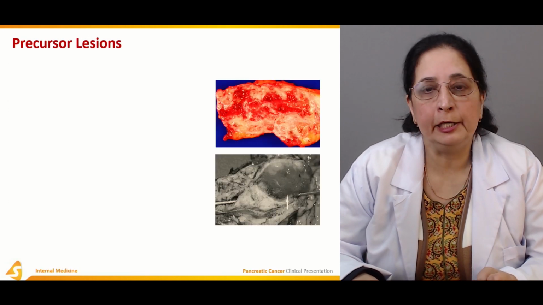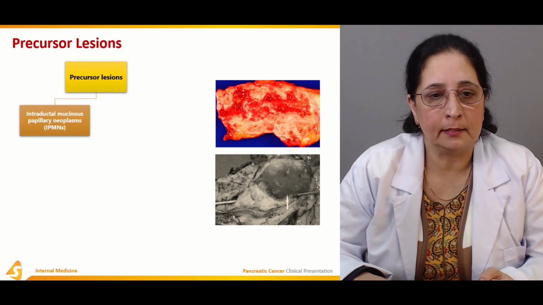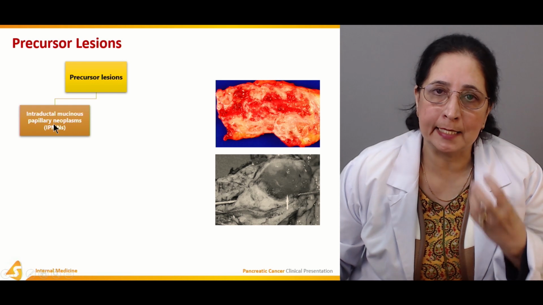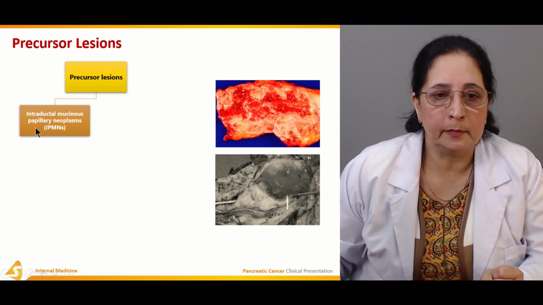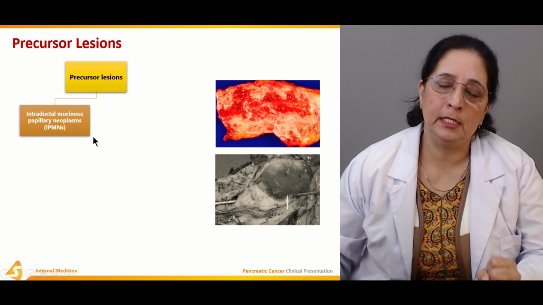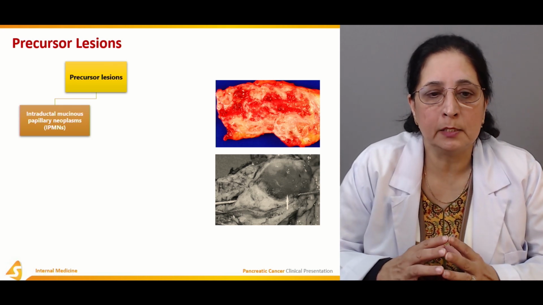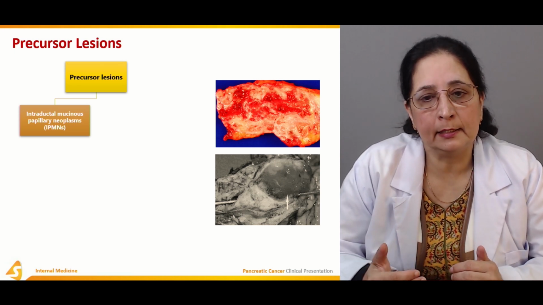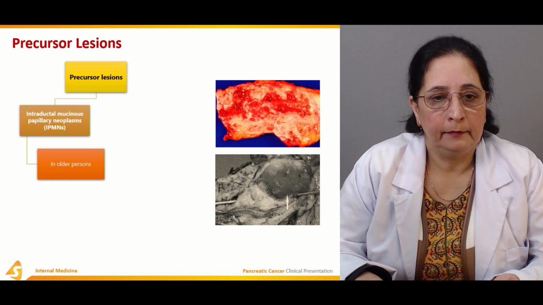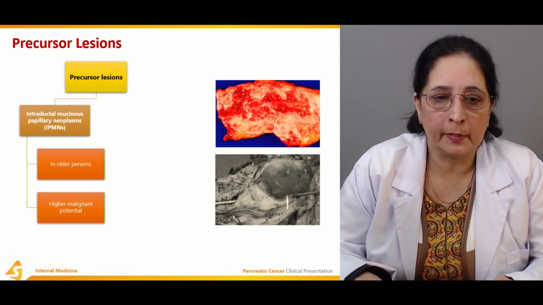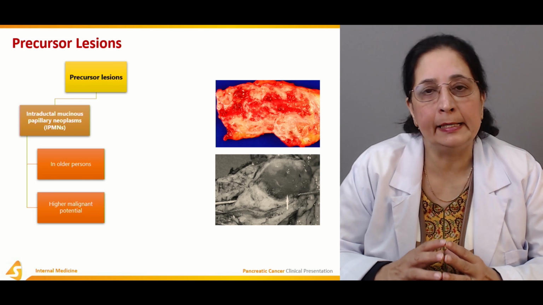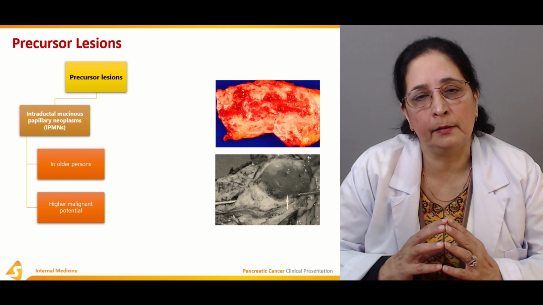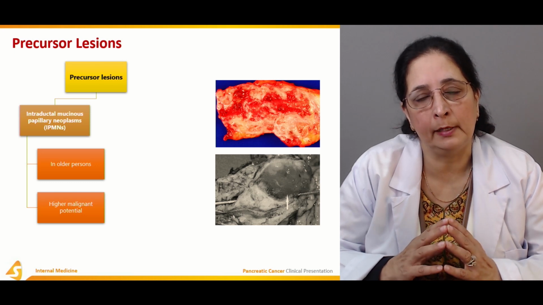So the precursor lesion of pancreatic cancer, we have intraductal. Intraductal means inside the ducts. Mucinous papillary neoplasm. These intraductal mucinous papillary neoplasms can lead to pancreatic cancer. They are more common in older persons and they have high malignant potential. Pancreatic cancer has a very high potential for malignancy.